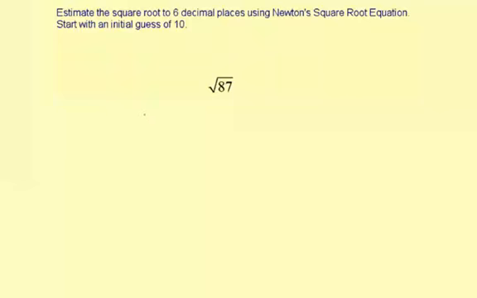Okay, so here's Newton's square root equation. Square root of n, which is the number you're trying to take the square root of, in this case 87, equals 1/2 times n over a plus a. Now the a is your initial guess. So let's take a look.